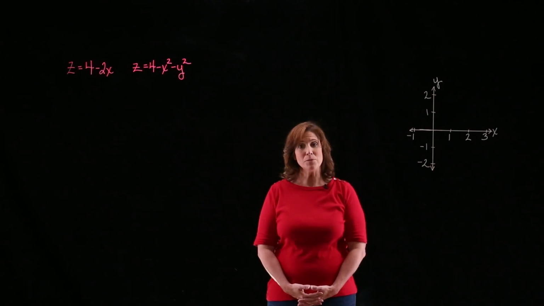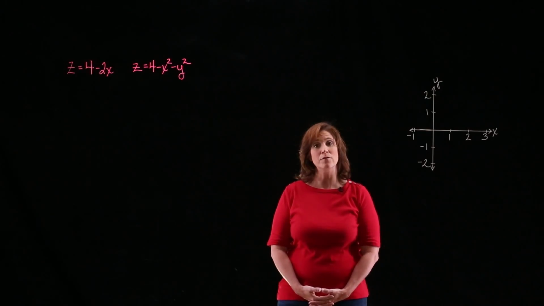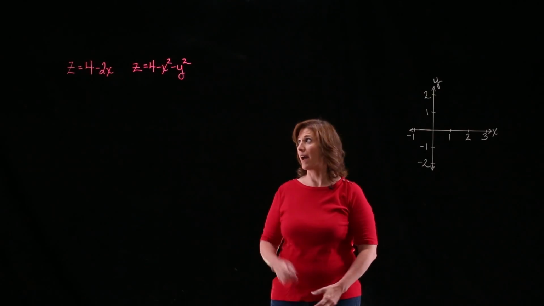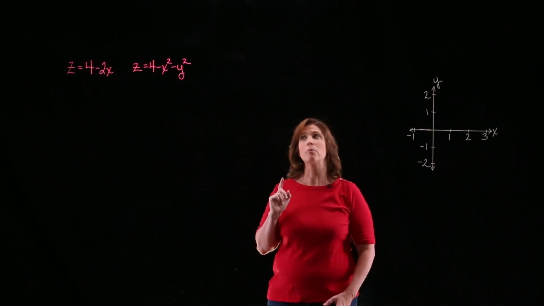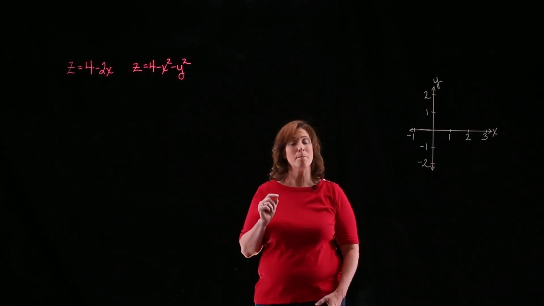Hi everyone, I'm Cheryl. In this problem, we're asked to set up a double integral that will describe the volume of a region bounded by the plane z equals 4 minus 2x and the paraboloid z equals 4 minus x squared minus y squared.